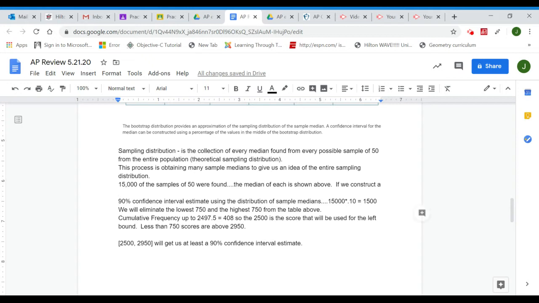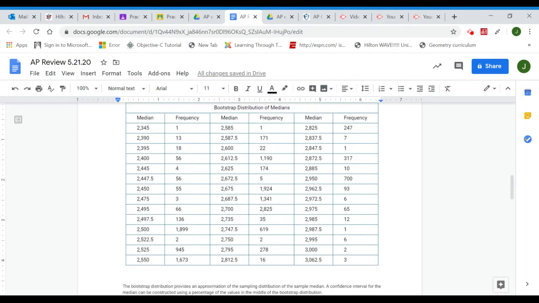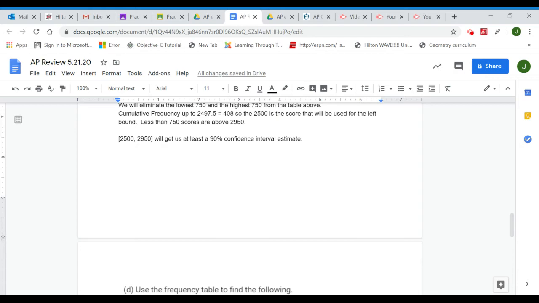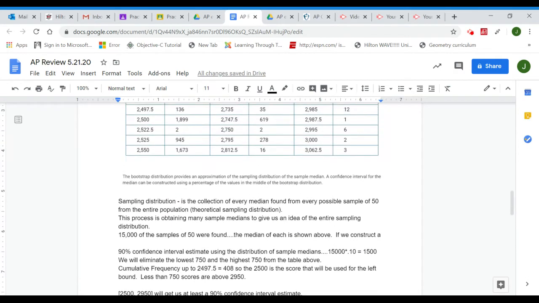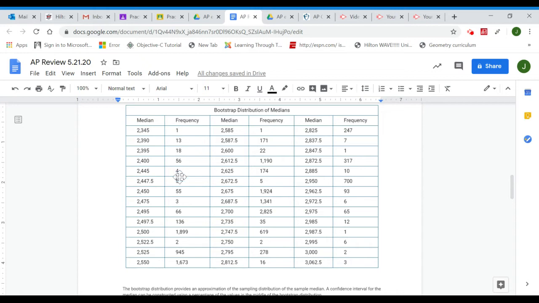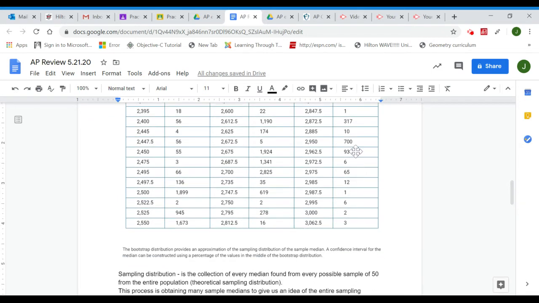So basically what we want to do is cut off the lowest 750 and the highest 750 from this table. And what I mean by that is if we add these up until we get to 750, we cut that off. It's the same thing as cutting off the tails in a normal distribution. So the outside 5%, right? So let's cut off the lowest 5% and then get a number. It's going to be somewhere in here. Then we're going to cut off the highest 5% and get a number somewhere in that range.